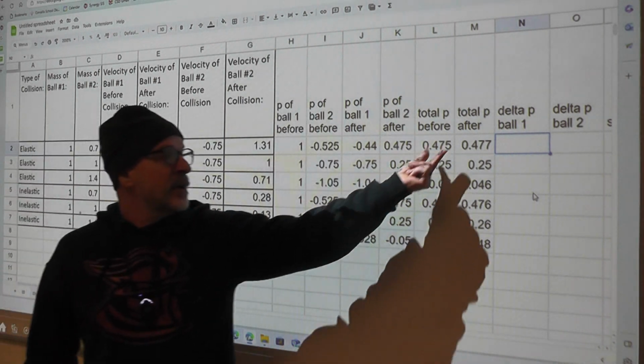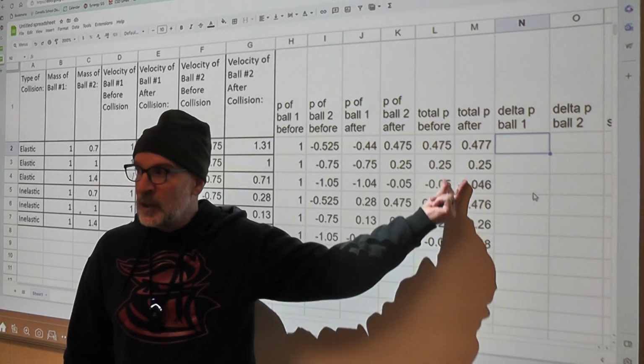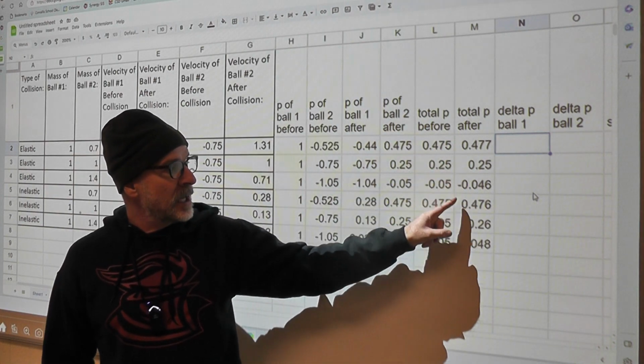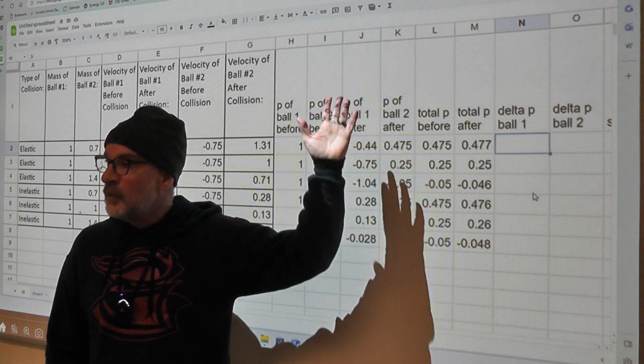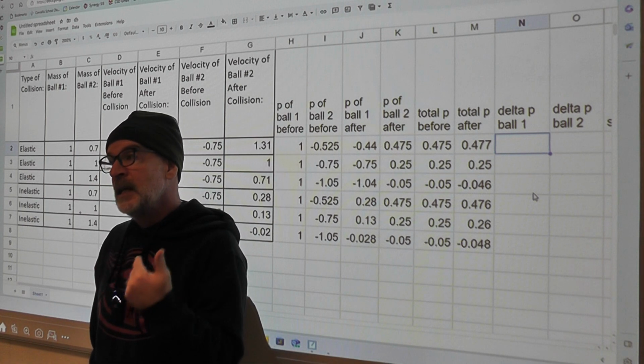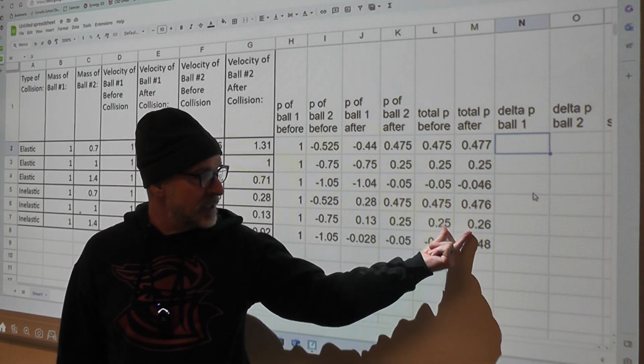But here, any differences you see between these numbers are purely due to rounding error, which means effectively the momenta before and after the collision for all of these trials should have been the same. Many of you will have seen that that's not how it played out, that you got some significant differences.